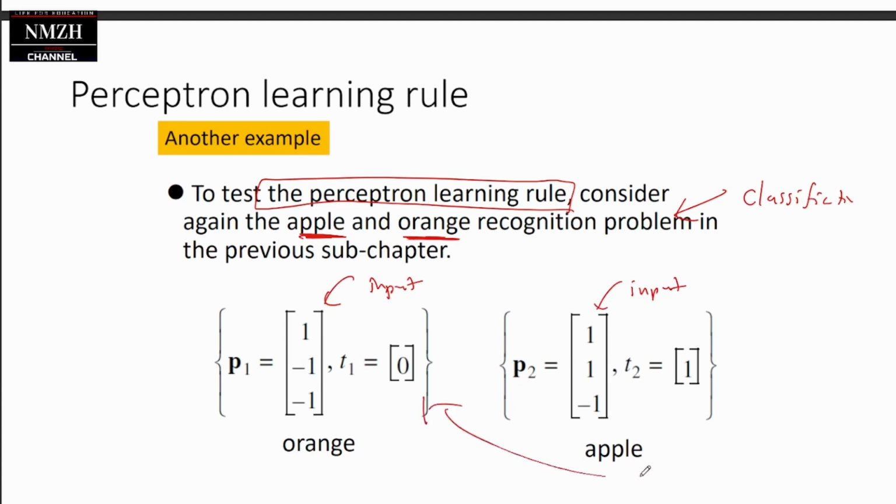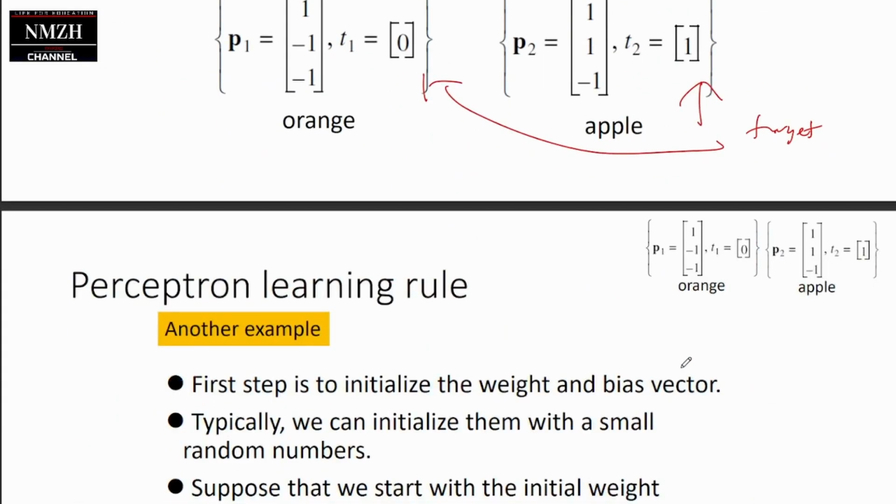So this is the target, guys. Orange and apple. So if the input is 1, minus 1, minus 1, it's supposed to be 0 as orange. When the input is 1, 1, minus 1, it's supposed to be 1, the input as apple. So that would be the case. I put it here as a reference.